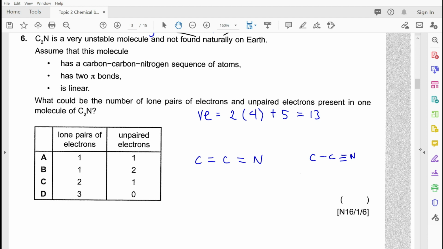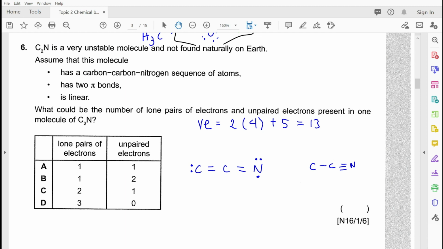In the structure on the left, I have drawn 8 valence electrons, so I'm missing 5. We can just draw them anywhere: 1, 2, 3, 4, 5, like that. It can be another combination. And on the other compound, we can draw 1, 2, 3, 4, 5. There are other possible structures, but in all these cases, there are always 2 lone pairs of electrons and 1 unpaired electron. So answer is C.